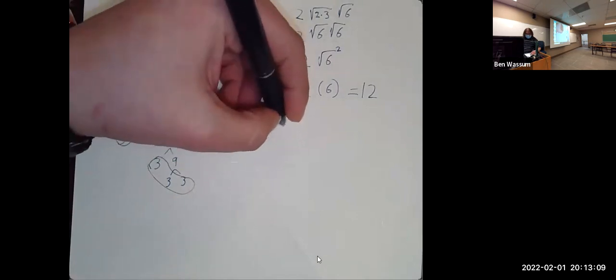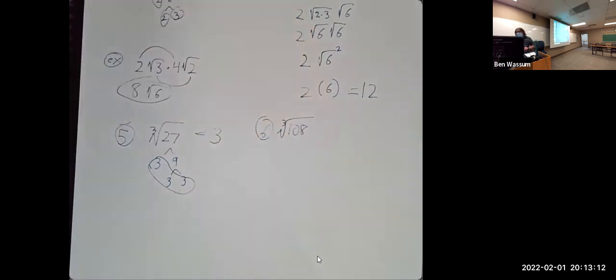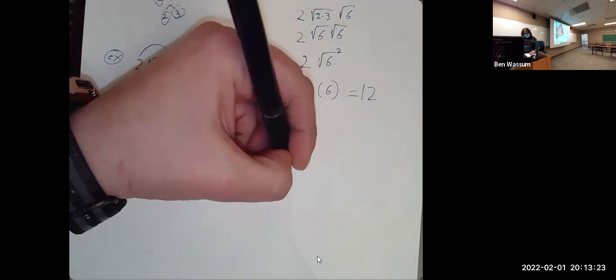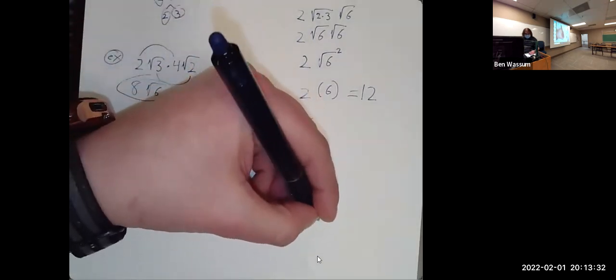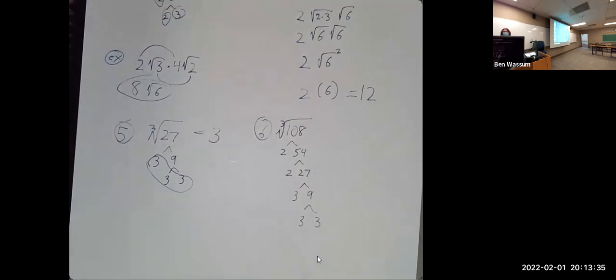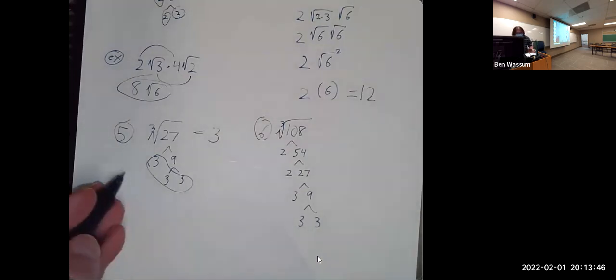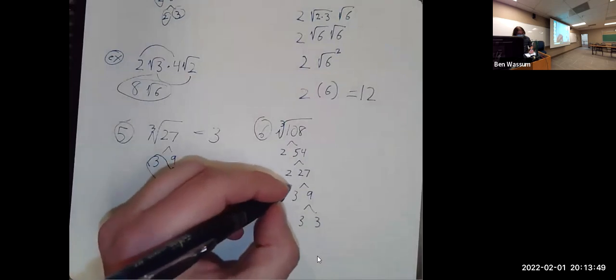Number 6, cube root of 108. Break down 108. 2 and 54. 2 and 27. Well, 27 I know, right? 3, 9. 3 and 3. All right. So it's cube root, which means I need 3 of something to come out. We already know that this 3 is coming out because we had that 27 there.